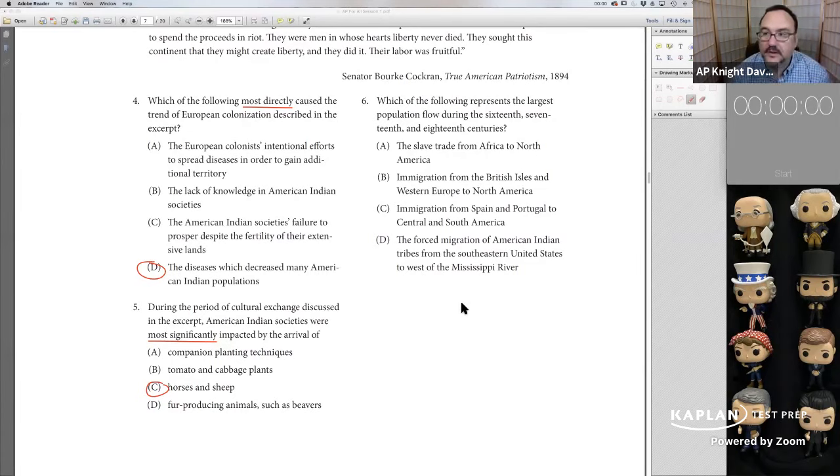All right, last one, number 6. Which of the following represents the largest population flow? Largest population flow. Again, all of them are going to be population flows, but which of them is the largest flow?